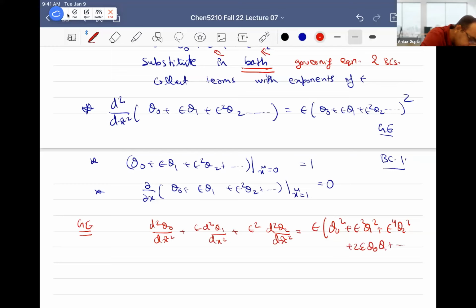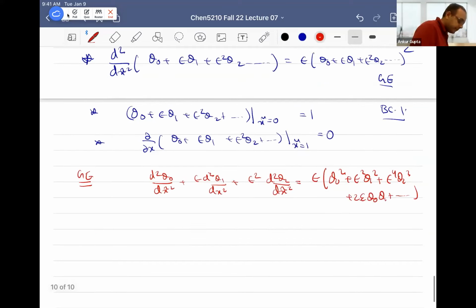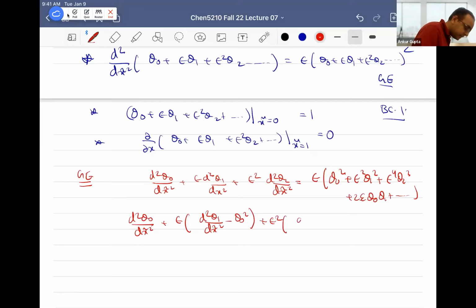And then there will be more powers which I'm not going into, and they can be lower orders. The point is, the way to think about this is this. So d²θ₀/dx² = ε d²θ₁/dx² − θ₀² = ε² d²θ₂/dx² − 2θ₀θ₁ + higher.